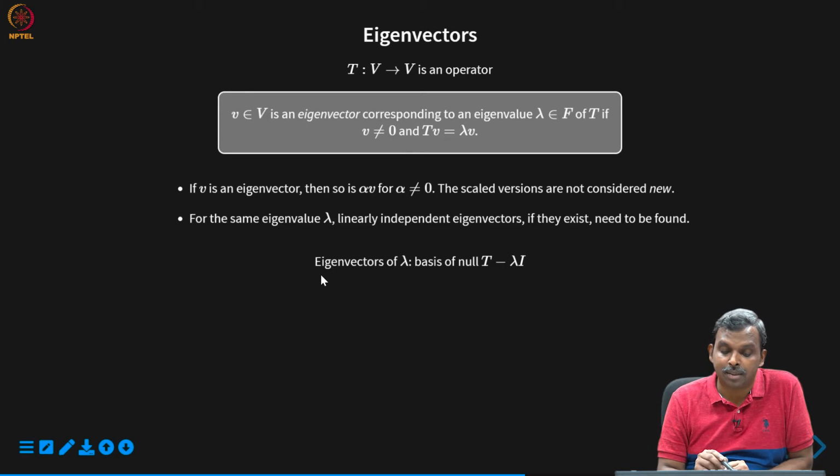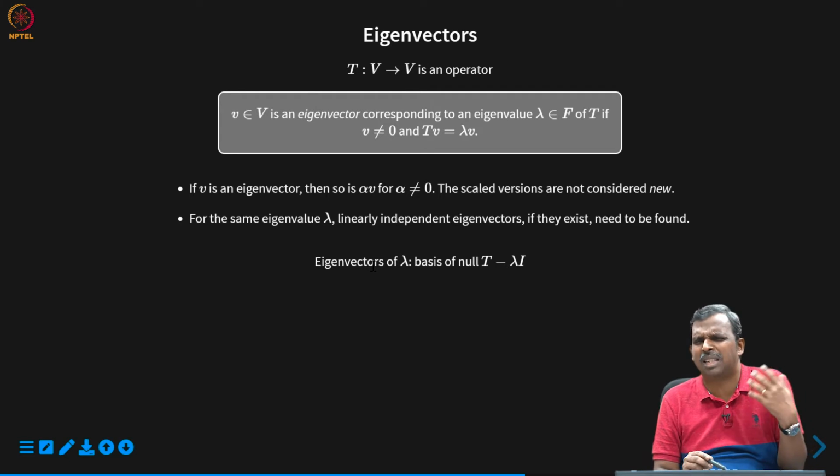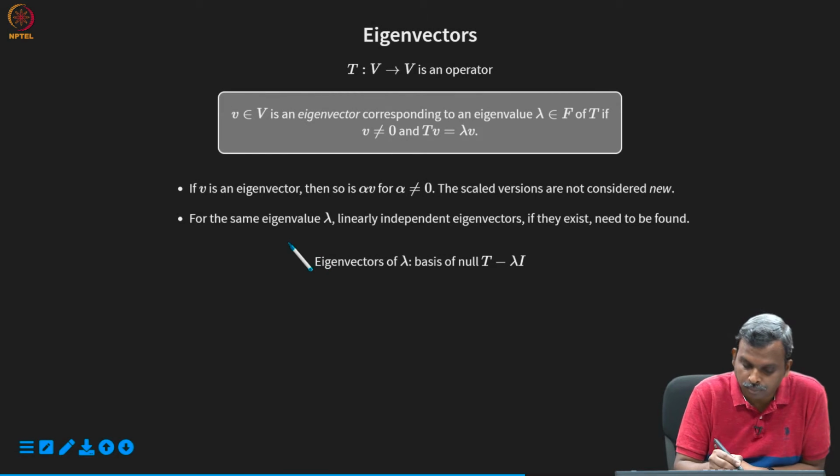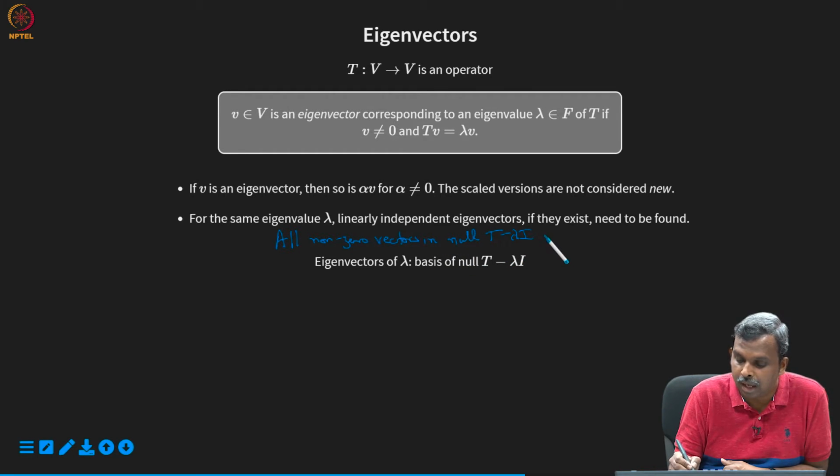How do I characterize eigenvectors? Eigenvectors of lambda, once we understand we only want linearly independent eigenvectors, is simply a basis for null T minus lambda I. So why am I saying basis? If I want all eigenvectors, with all possible scalings, then the entire null space of T minus lambda I gives the eigenvectors, except for the zero vector. All non-zero vectors in null T minus lambda I are eigenvectors of lambda.